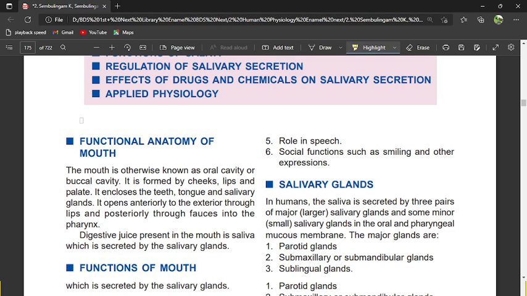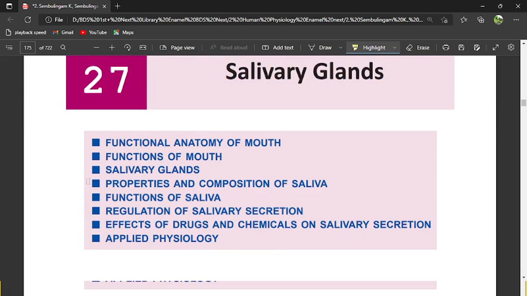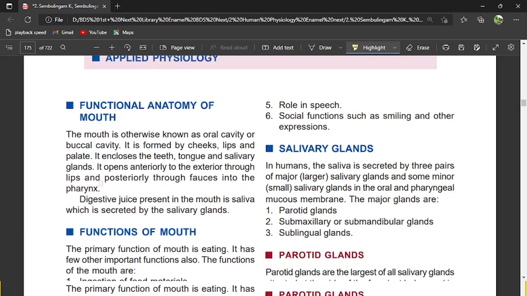So in this chapter you are learning all this functional anatomy of mouth, functions, salivary glands. Saliva is very important, for long answers also, and from an MCQ point of view also, even in your dental exams and MBBS exams and all that you will get a lot. You know that in DADH also we have salivary glands. Okay, let's continue. So functional anatomy of mouth.